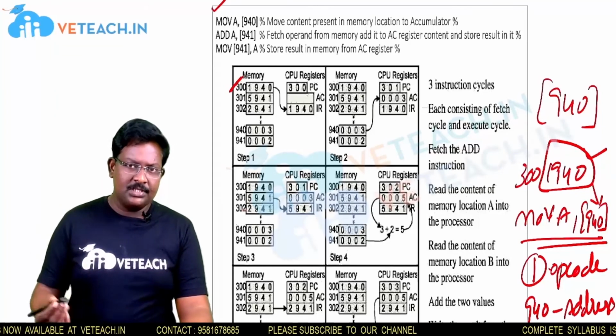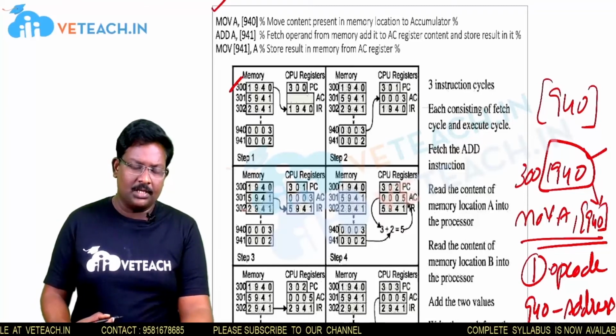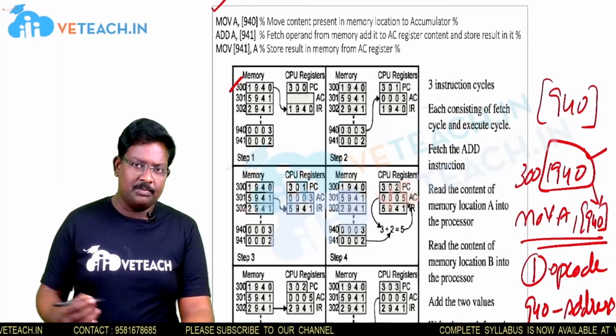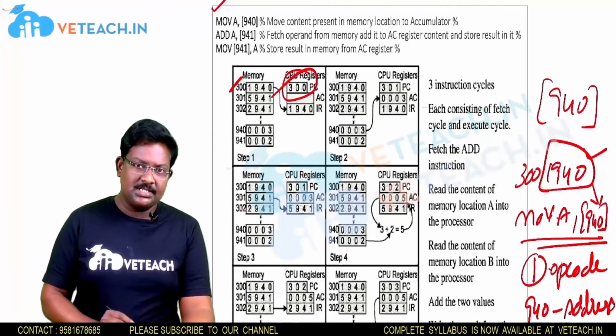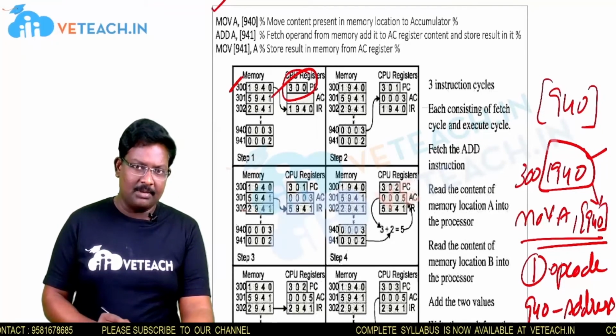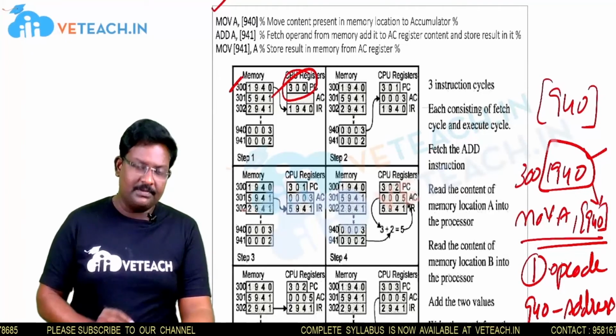Now for executing this instruction, as we have said in the operational concept of the computer, the instruction address should be present in PC. So that's why we can see here in step 1 the PC content is 300. It is the memory address where the instruction is present. That address has to be given to the PC.